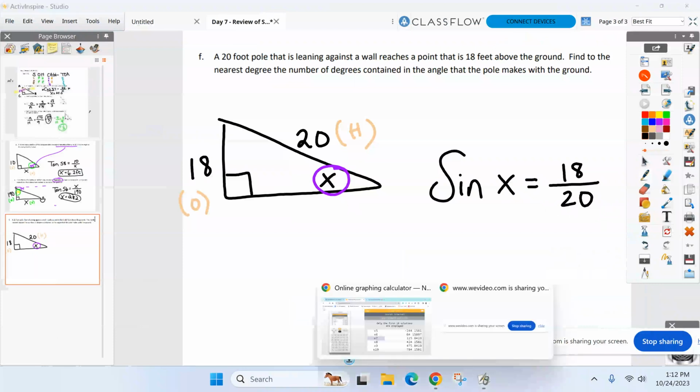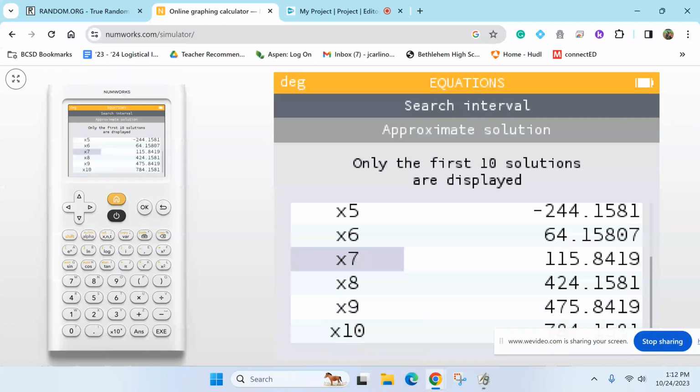Go back to your NumWorks. Obviously, I'm totally disregarding all the negatives. That's ridiculous for that angle to be negative inside a right triangle. So if I put 115 there, is that going to make any sense? Why not? Because I added to the 90, I'm way over now. I'm way over 180. So there's only one answer that makes sense, and that's what? 64 degrees. Everyone good? All right, there's only one answer.